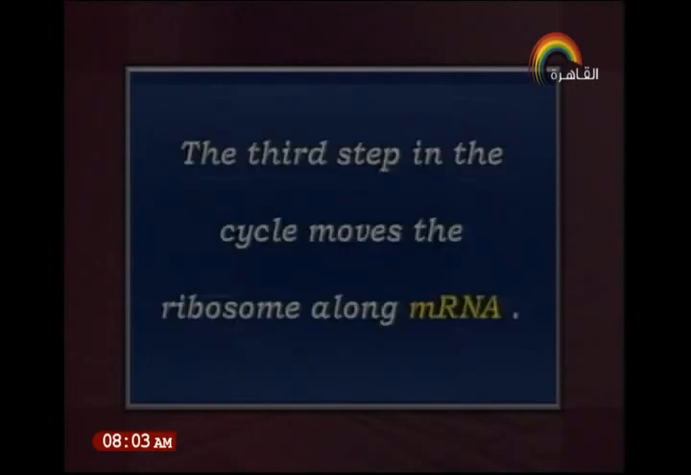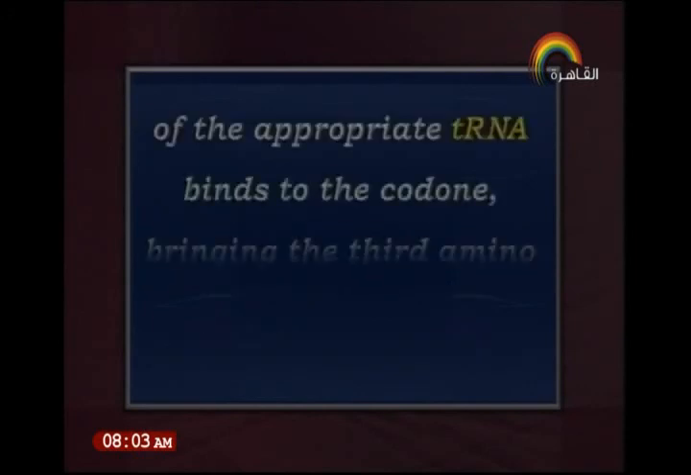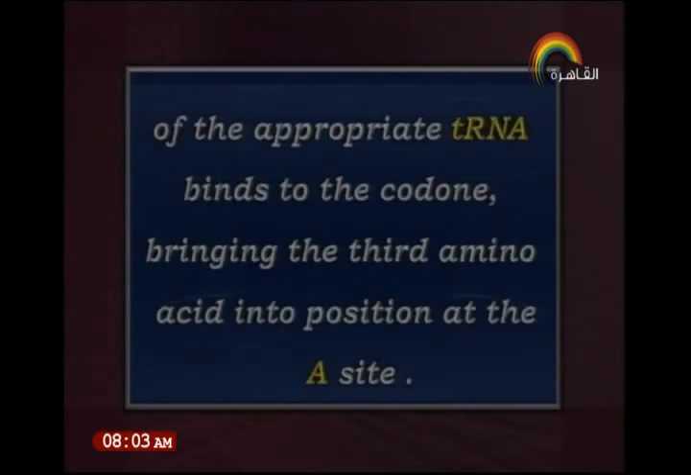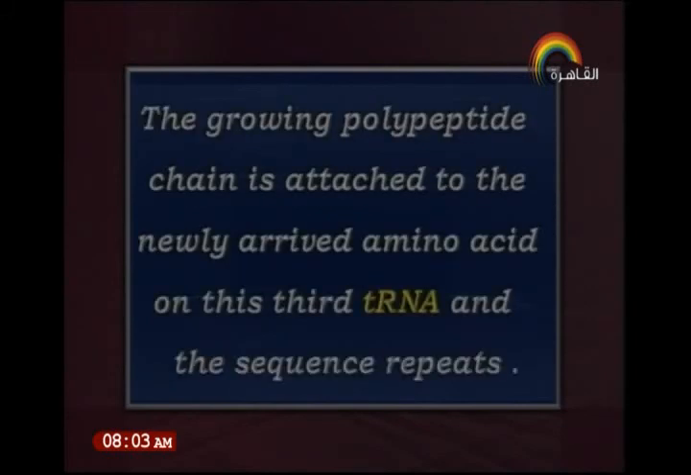The third step in the cycle moves the ribosome along the messenger RNA. This brings the next codon to the ribosome's A site, and the cycle starts over again as the anticodon of the appropriate transfer RNA binds to the codon, bringing the third amino acid into position at the A site. The growing polypeptide chain is attached to the newly arrived amino acid on this third tRNA, and the sequence repeats.